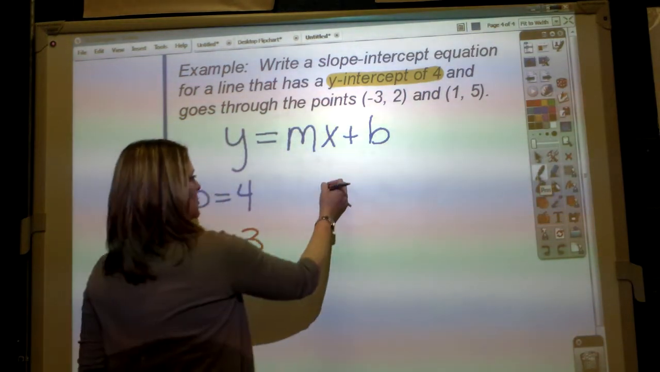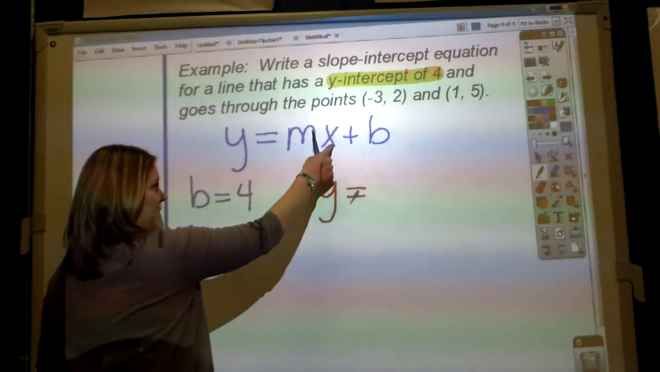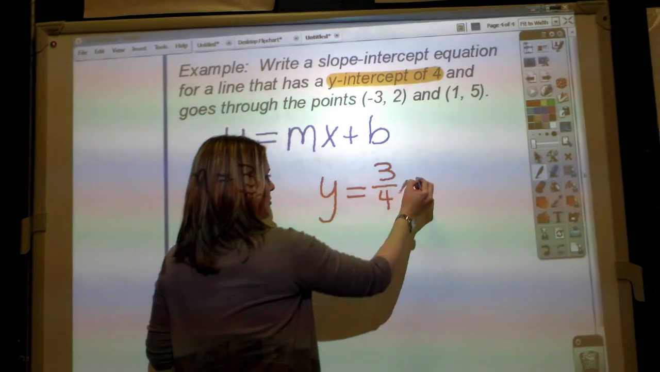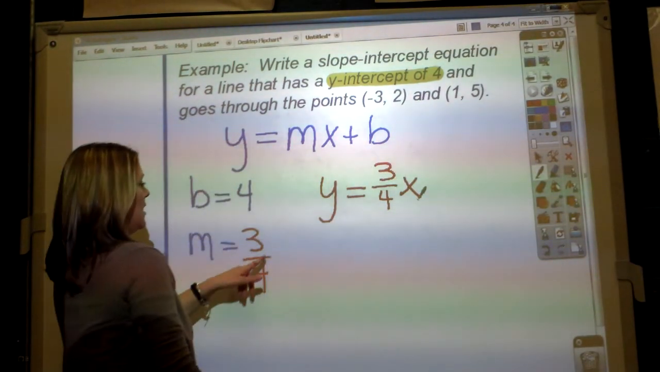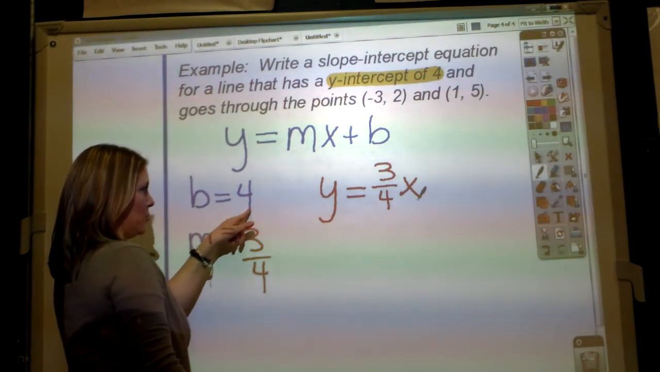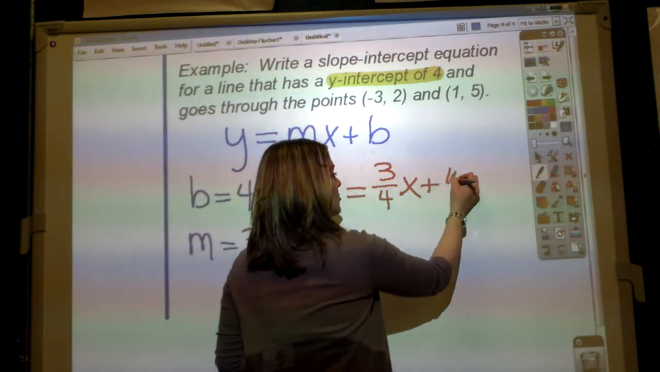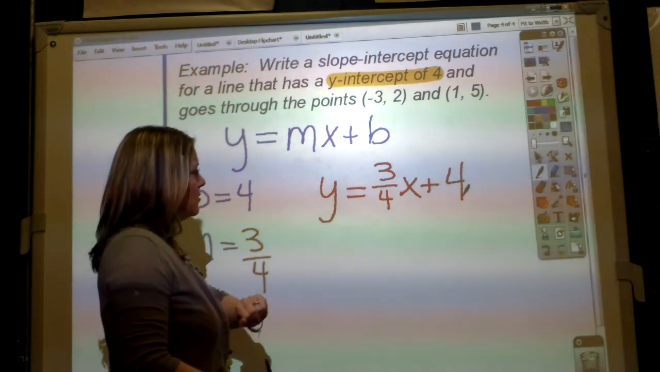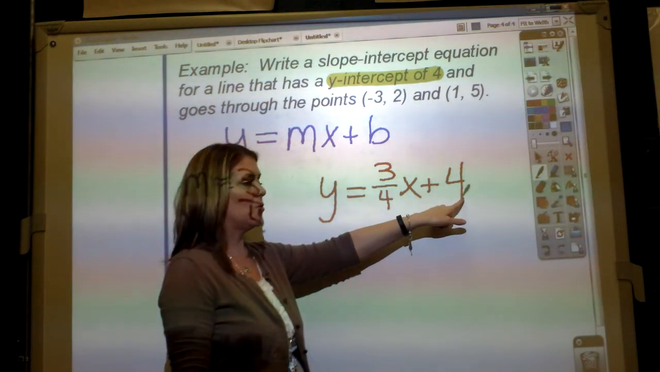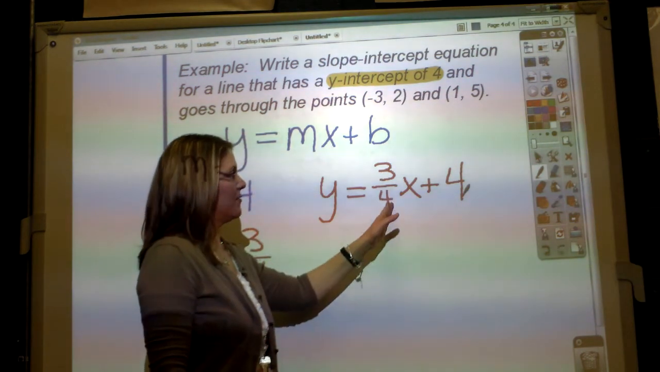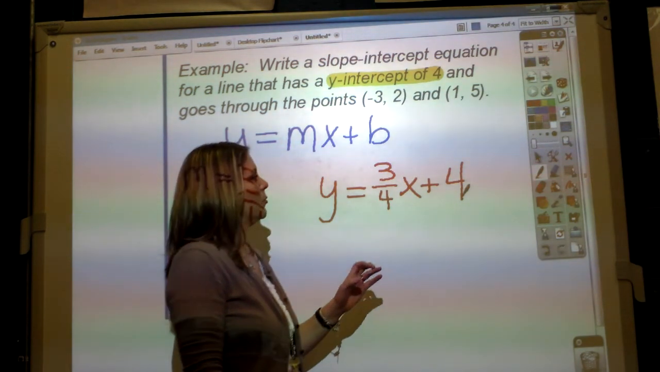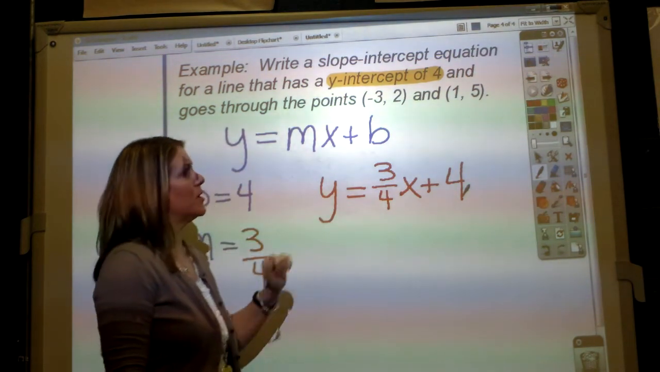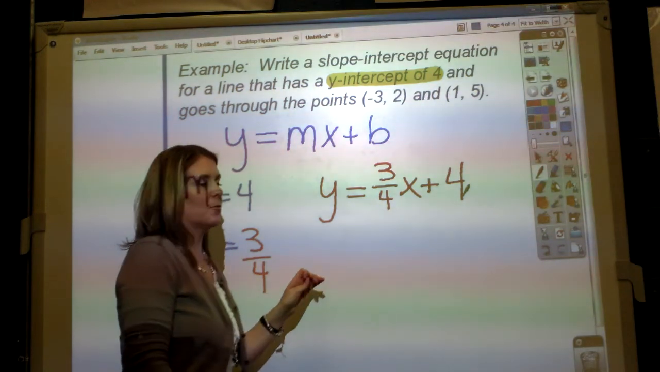So y is going to be equal to m times x, and we just found out that m is 3/4. So 3/4 x plus b, and our y-intercept is 4. Since it's positive 4, we'll just do plus 4. What that means is this particular line is going to cross at 4 on the y-axis and have a slope of 3/4. We will get into graphing these, as well as writing equations from real-world situations, when we get into class.